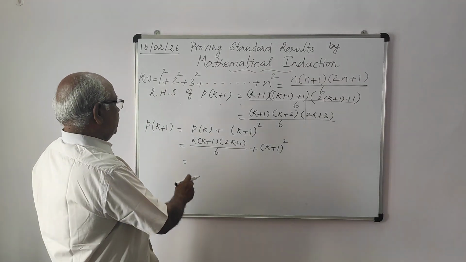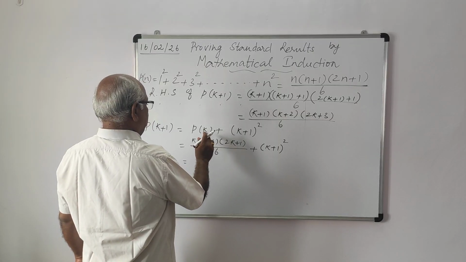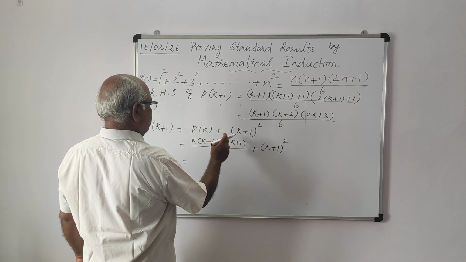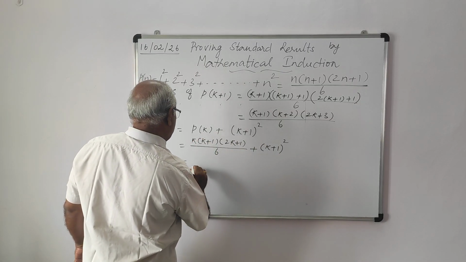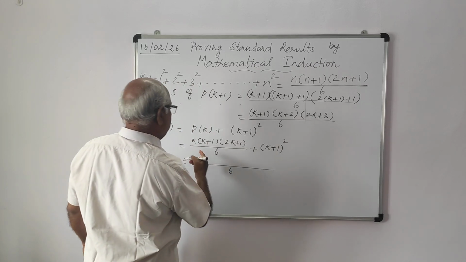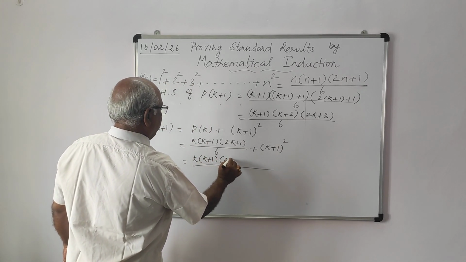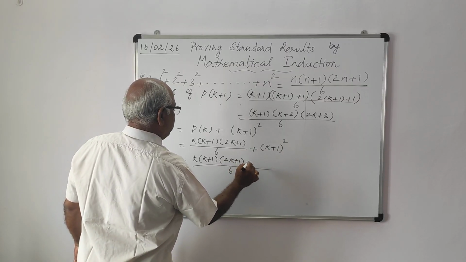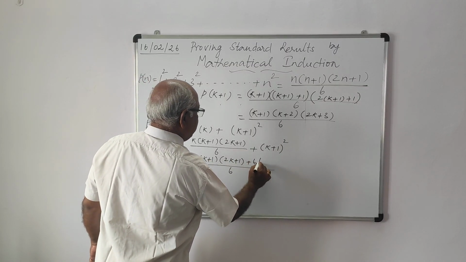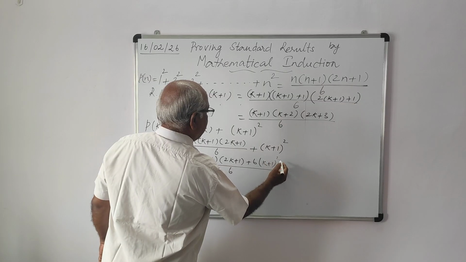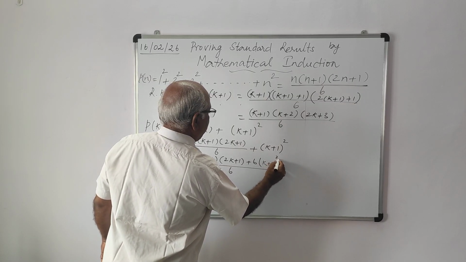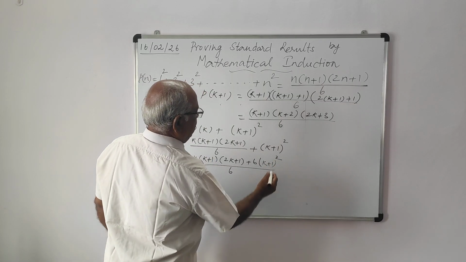Now, P of k plus 1, right hand side, is P of k, which is k into k plus 1 into 2k plus 1 by 6, plus k plus 1 whole square. You take 6 as the common LCM. You will get k into k plus 1 into 2k plus 1 plus 6 into k plus 1 whole square, over the common LCM 6.